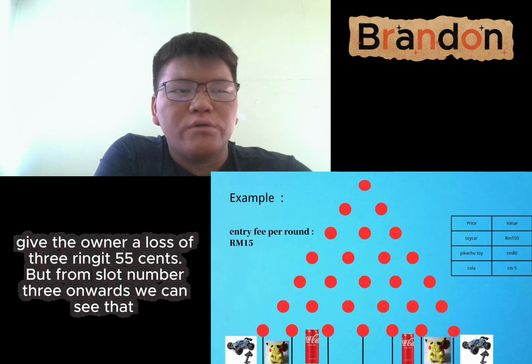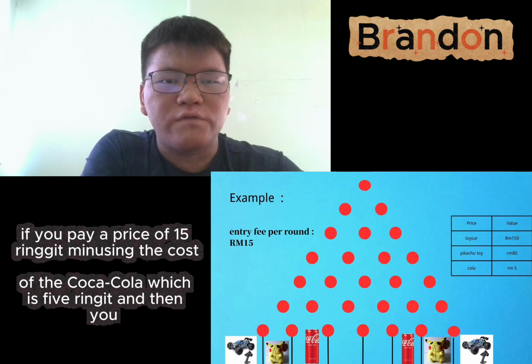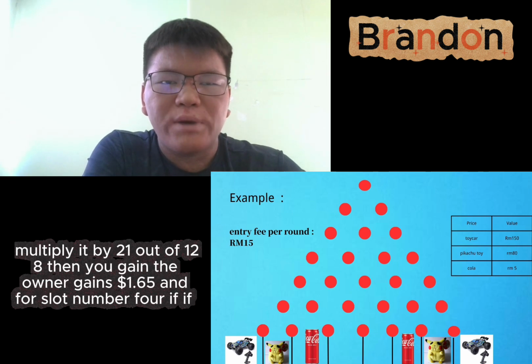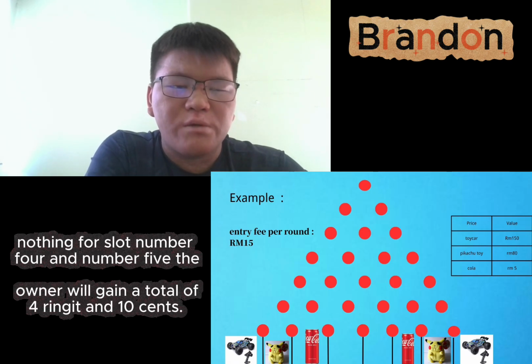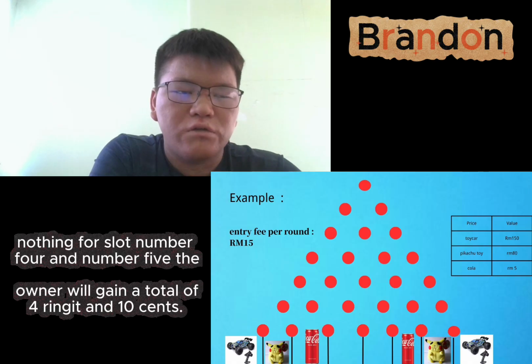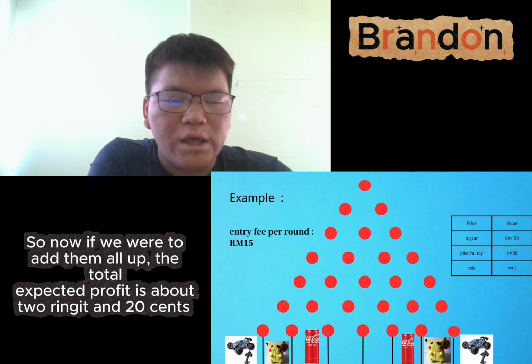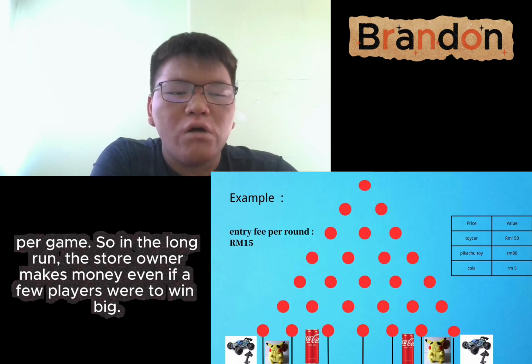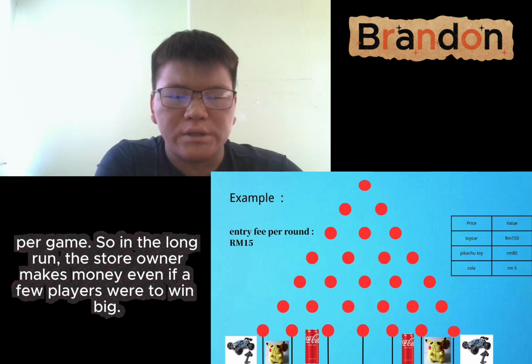But from slot number 3 onwards, if you take the price of 15 ringgit minus the cost of the Coca-Cola, which is 5 ringgit, and multiply it by 21 out of 128, the owner gains 1 ringgit and 65 cents. For slot number 4 and number 5, the owner will gain a total of 4 ringgit and 10 cents. Now if we add them all up, the total expected profit is about 2 ringgit and 20 cents per game. So in the long run, the store owner makes money, even if a few players win big.